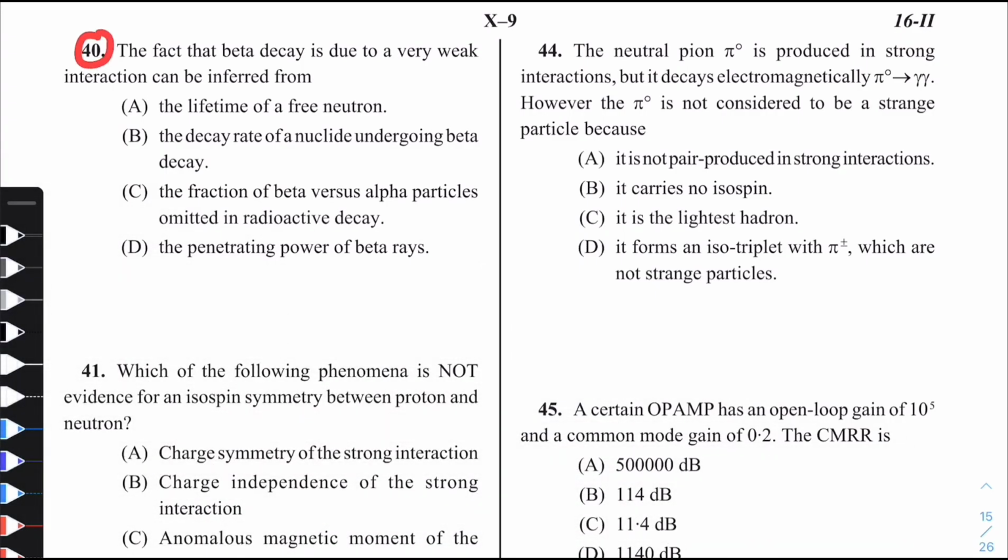Problem 40. The fact that beta decay is due to a weak interaction can be inferred from the lifetime of the free neutron, because it almost takes 15 minutes for a free neutron to decay, and it is a characteristic of weak interaction that the lifetime can vary from 10 to the power minus 13 seconds to almost some hundreds of seconds. So option A is the correct answer.